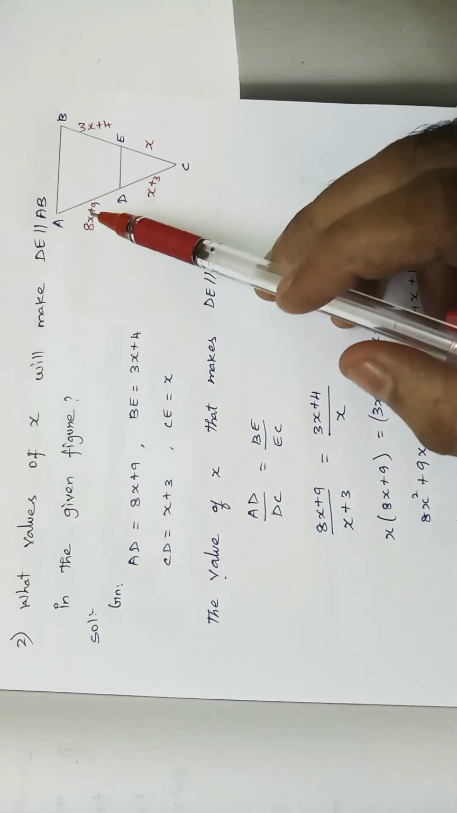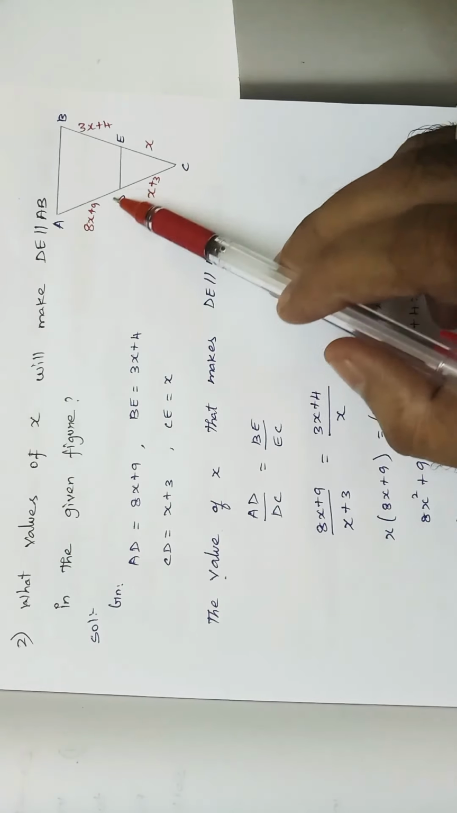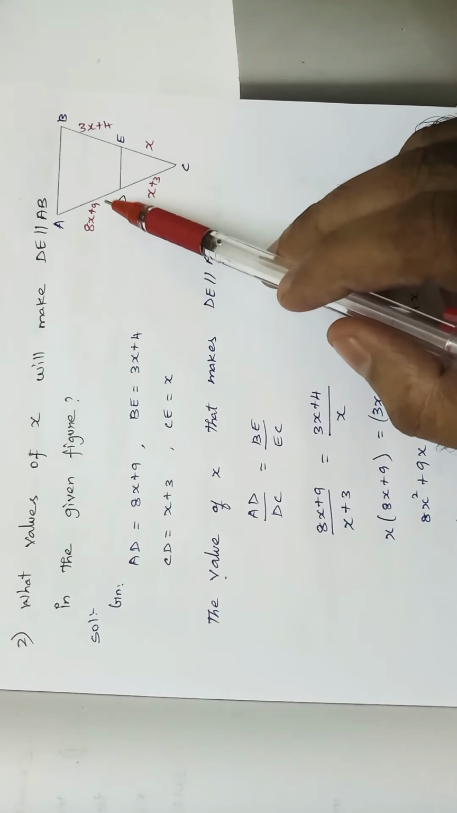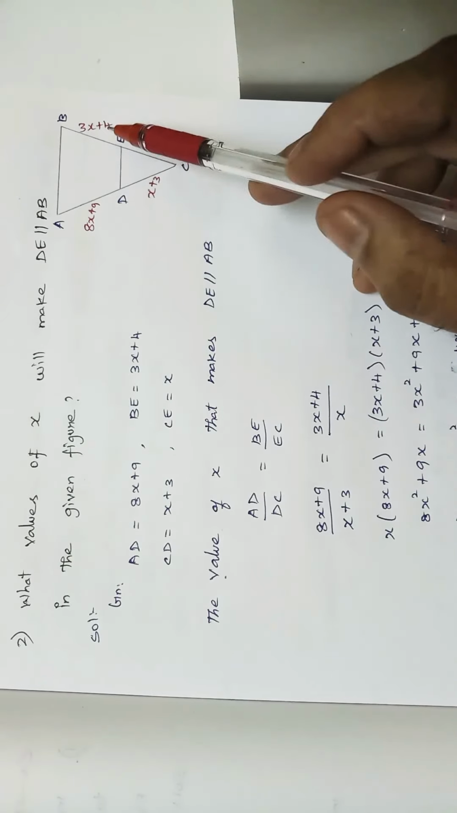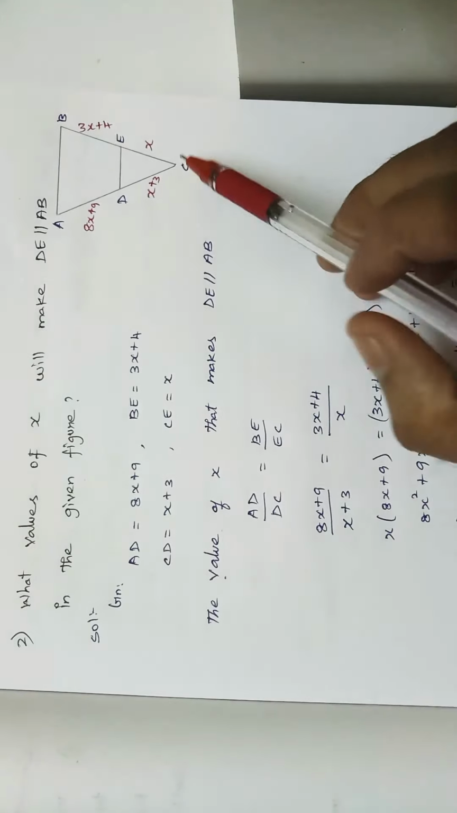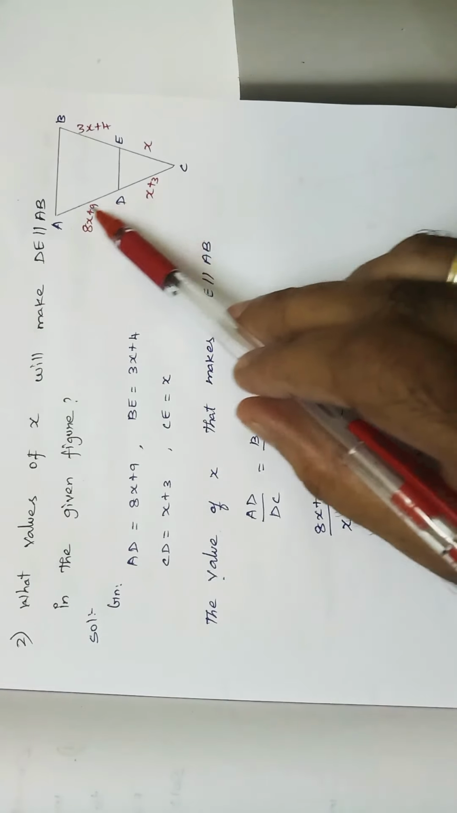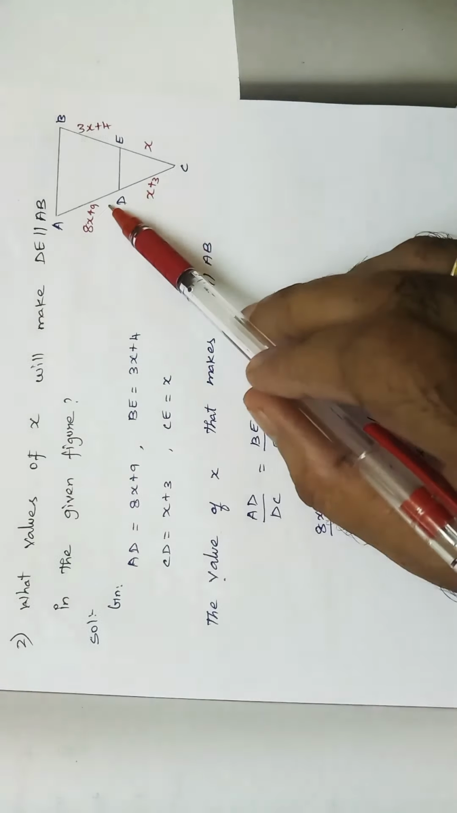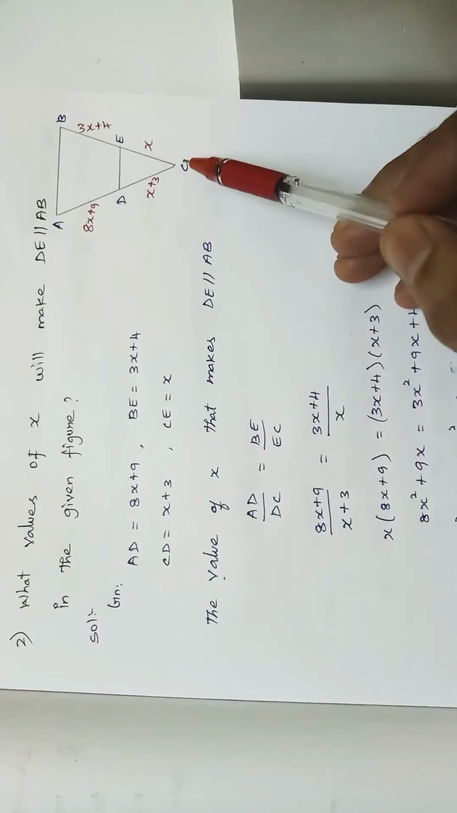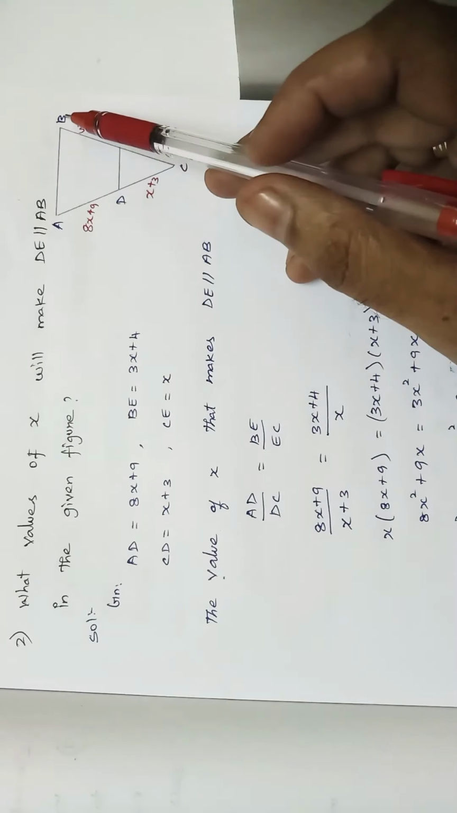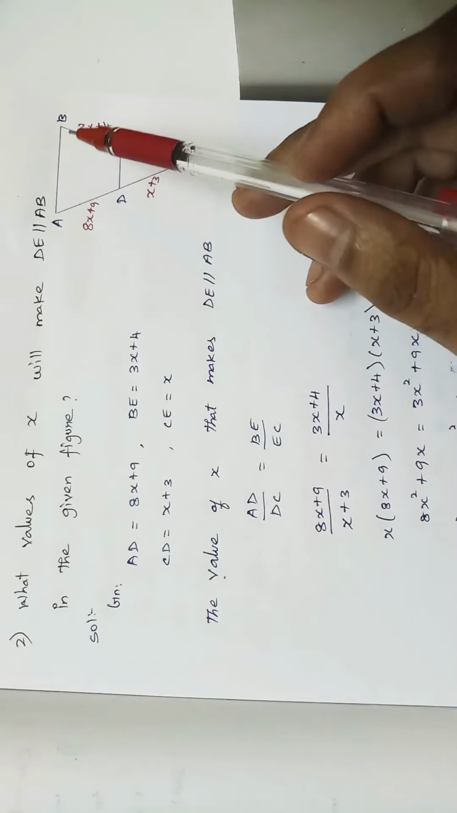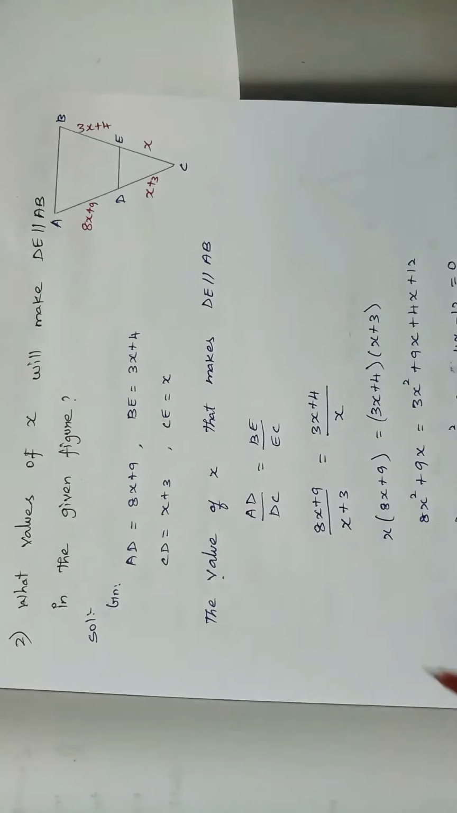Format means, while you are writing AD by DC, in the same way we can write BE by EC alone. Suppose you write CD by DA, CD divided by DA, then that is equal to CE divided by EB. Likewise, we can write it alone. Understood, right?